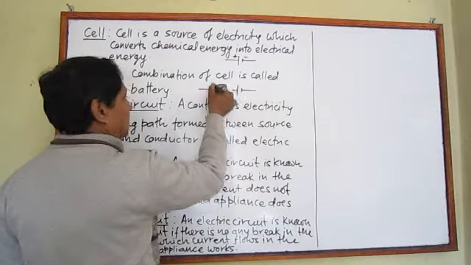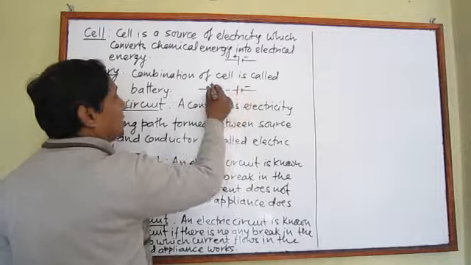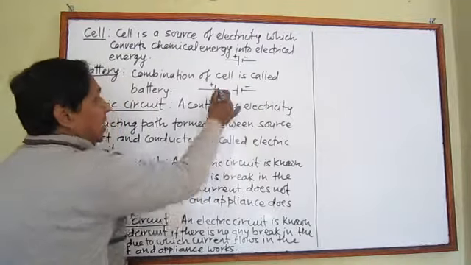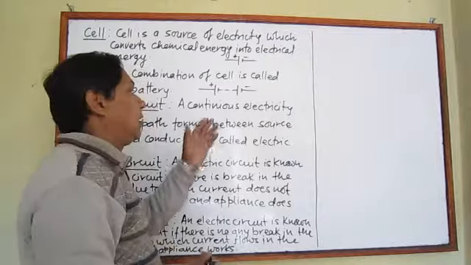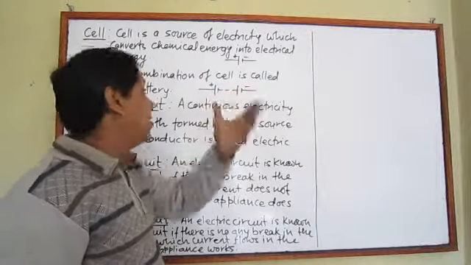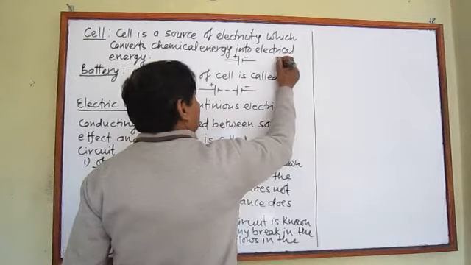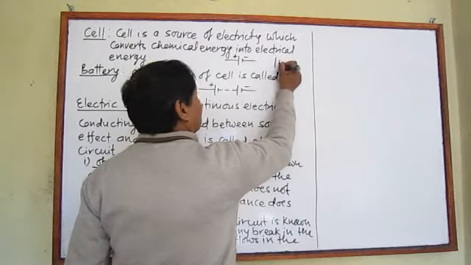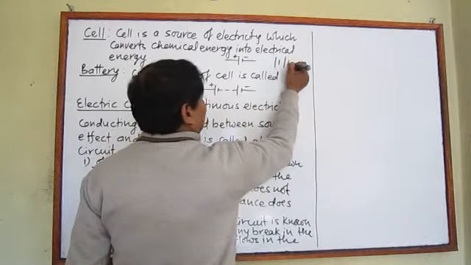This long line represents the positive terminal, the short line represents the negative terminal. We'll symbolize only one plus and minus, and this dotted line says that this is a battery. Maybe two or more than two cells are used together. This is the symbol for a battery in the electric circuit. But sometimes we have to show two cells. Then we'll write a long line with a short line, one cell, another long line with a short line, another cell.